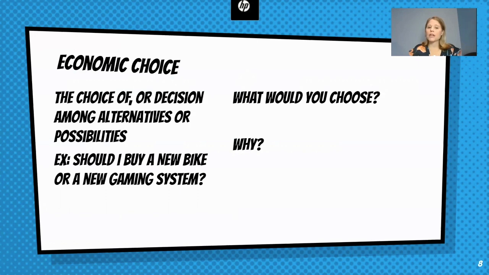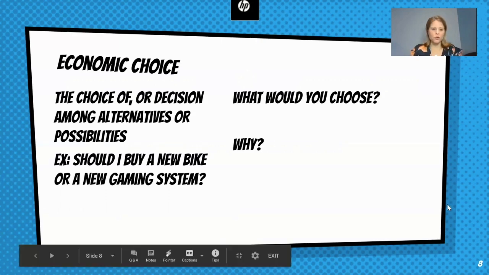Now, let me hear from somebody who would choose the gaming system, like an Xbox or a PS4 or Nintendo Switch. What would be your reason for choosing that? Yes, you can play with that when it's raining outside or even at nighttime when it's too dark to ride your bike. Okay. And that's right. Yes, your opportunity cost would be the new bike. Okay, good choices and some good reasons behind why you would make those choices.